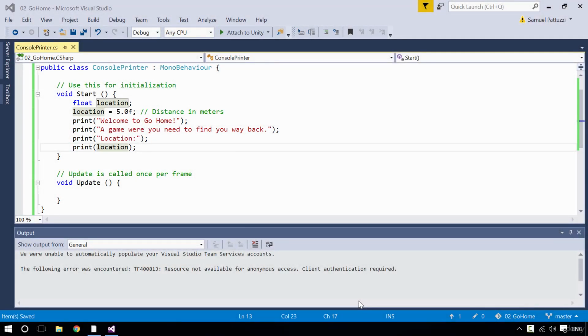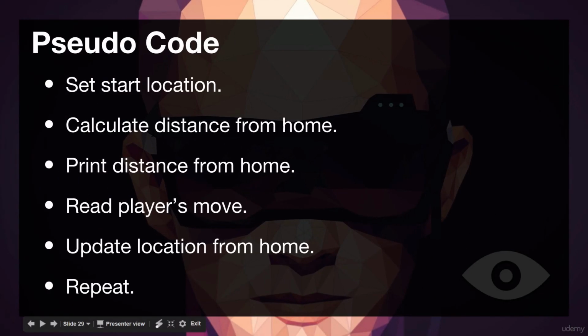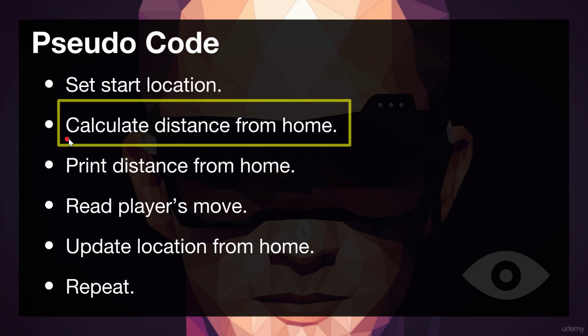So far, we have a location and we're able to print out that location to the console. And not only is that location a variable, but we can change it whenever we like, and we know about the types of the variables. So how are we doing on the pseudocode plan? Here's the pseudocode plan. So far we've set a start location and we can print that location, but we're not actually printing the distance from home. In fact, we don't have a location for home at all. And then we're going to need to calculate that distance from home.